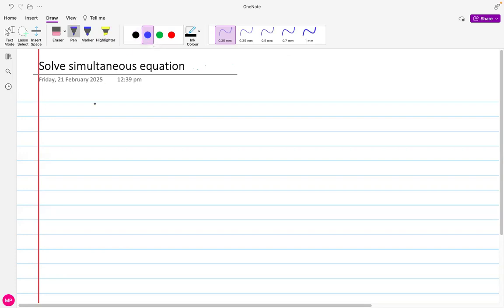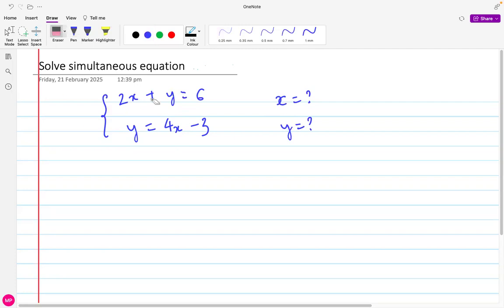Before we start, what is a simultaneous equation? It's when you have a pair of two equations. It can be something like 2x plus y equals 6 and y equals 4x minus 3. So this is a pair of simultaneous equations, and we want to know what the x value and the y value are. When we substitute back in, they equal each other, right? Now I'm going to do the first method, which is the substitution method.